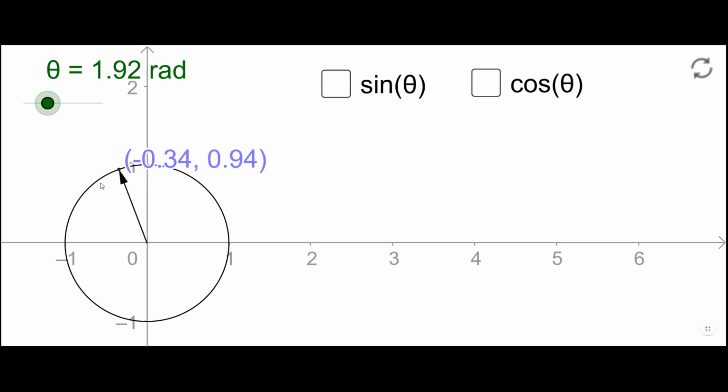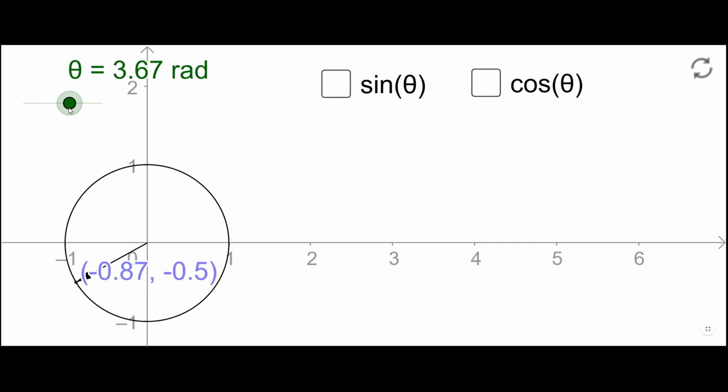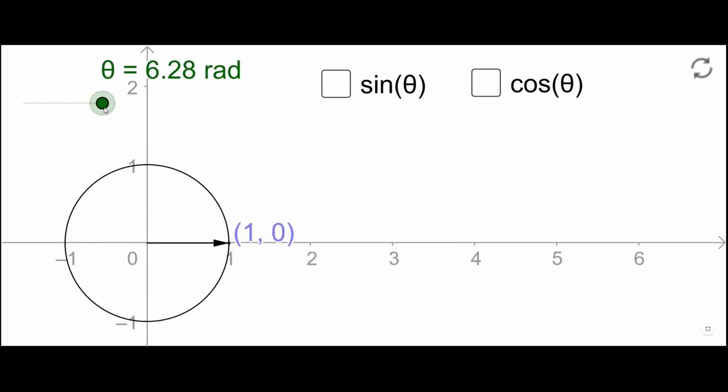And then we can keep rotating around. Notice once we get into the second quadrant, the x coordinate should now be negative and the y coordinate should be positive. And it's going to continue rotating around.